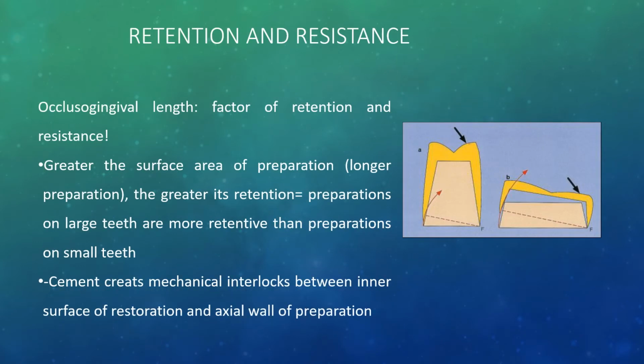And next is your retention and resistance form. As a part of your retention and resistance form, I've already discussed what retention is. As you see in the picture, the occlusal gingival length, which I had mentioned earlier in picture A and picture B, as I told you, the greater the surface area, the greater its retention. So preparations on a larger tooth are more retentive than on a smaller tooth. Let's say one is a premolar and one is a molar. In case it's a premolar and you have a good amount of tooth surface, then it will be a good retentive restoration.